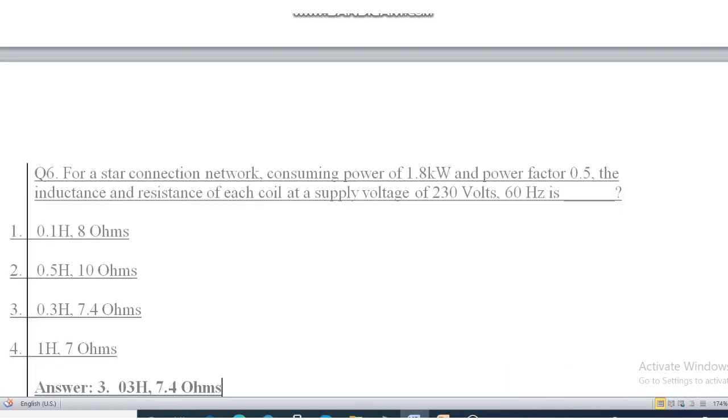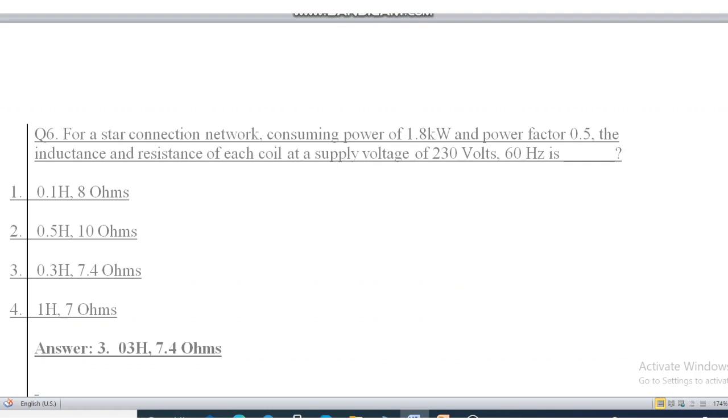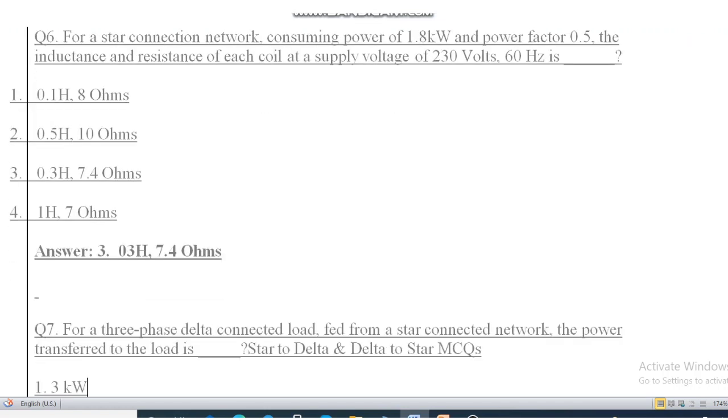Question number 6: For a star connection network consuming power of 1.8 kilowatt and power factor 0.5, the inductance and resistance of each coil at a supply voltage of 230 volts 60 hertz is what? It is the third option, that is 0.03 henry and 7.4 ohms.